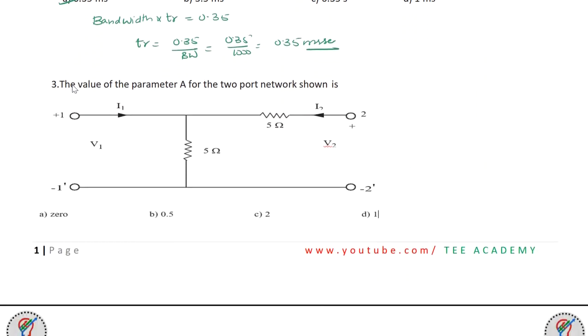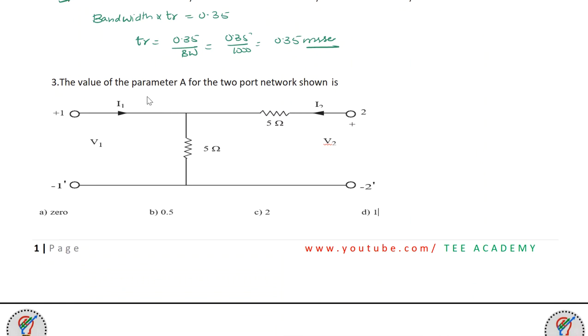Next one here. As you can see, the value of parameter A for the two-port networks shown is, we need to find the ABCD parameters. We need to find the A parameter here. Now solve the problem. Okay, so the answer is 1 here. I will explain why the answer is 1 here.